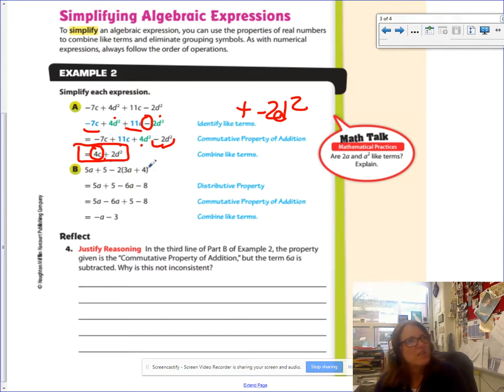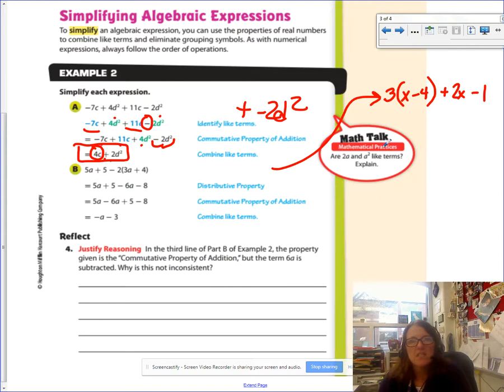When you take a look at this one, okay, actually I'm going to take a little detour, okay? Jot this one down in the margin. If I have 3 times the quantity, x minus 4, and then I'm going to say plus 2x minus 1, okay? You cannot go ahead and simplify anything until you distribute the 3 across the quantity x minus 4.